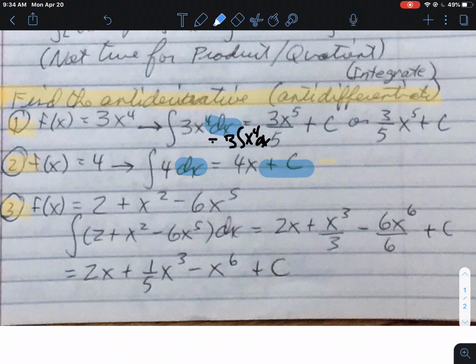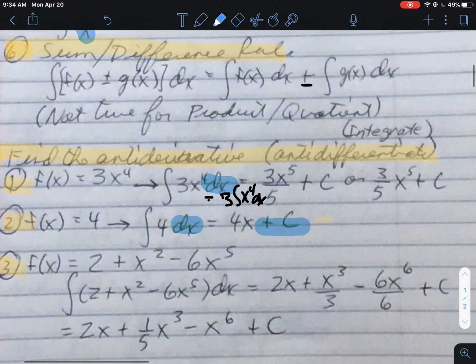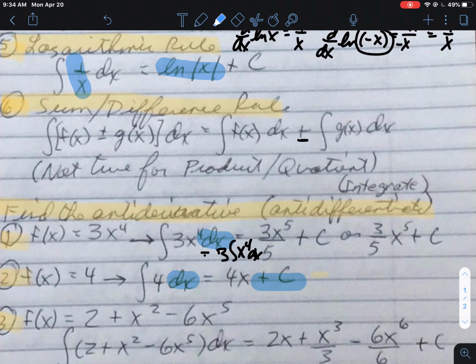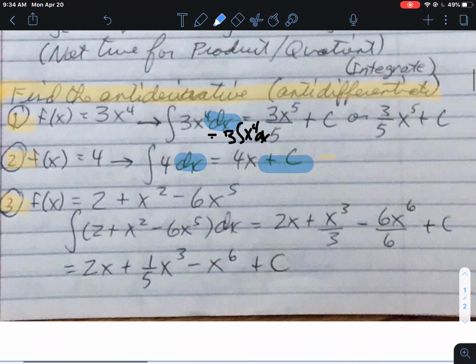Number three, capital F of x equals 2 plus x squared minus 6x to the fifth. There again, that's just our sum and difference rule applied. I'm not going to write that out as we wrote it up here, where we broke it up and said, okay, I'd have to break it up and take the integral of each of our terms. We can just simply find the antiderivative term by term, just like when we differentiate.